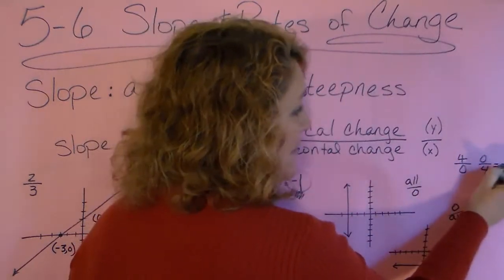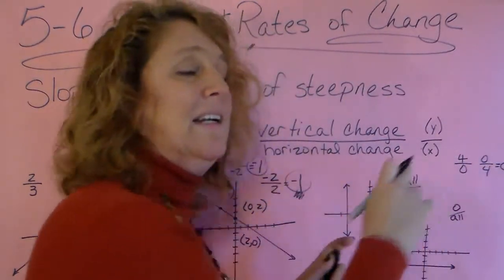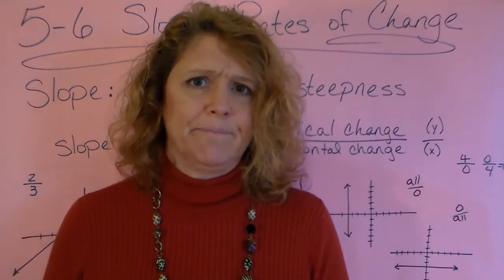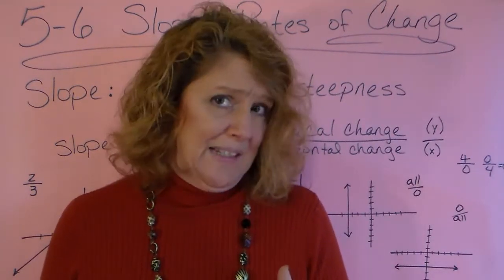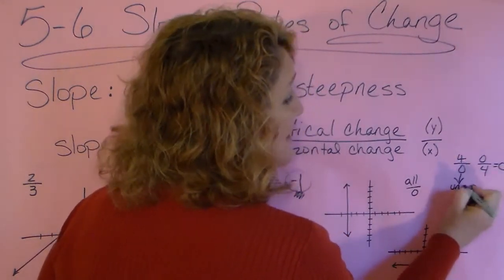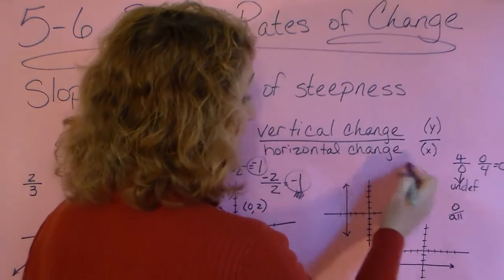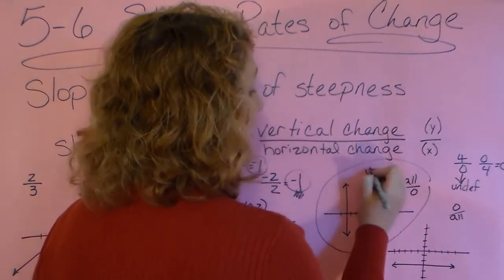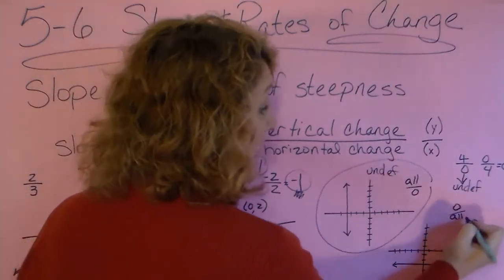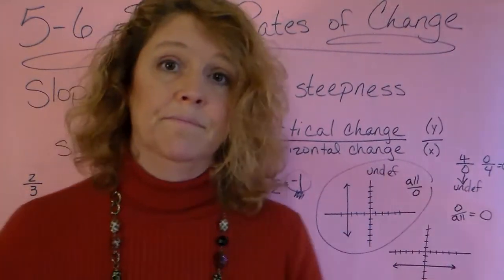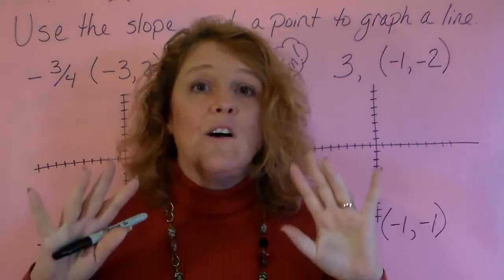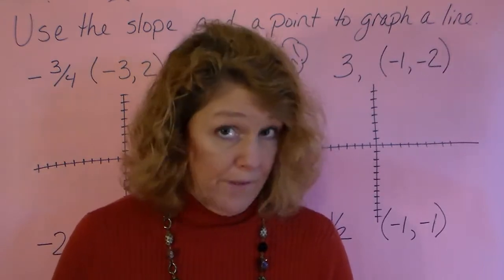However, this means I have broken this pizza up into 0 pieces. You can't do that. That doesn't make sense. This answer is considered undefined. So this line has a slope that is undefined, whereas this has a slope of 0. Just so you know the difference, okay? Moving on. Now, how can we use this slope to help us graph the line?